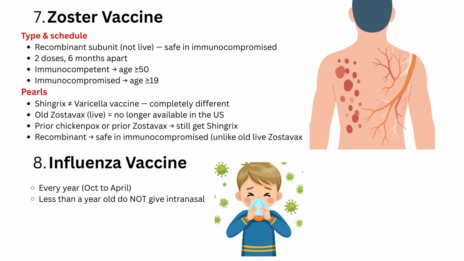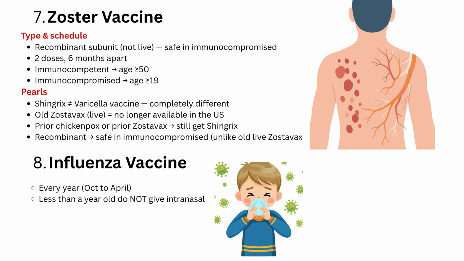Because Shingrix is not a live vaccine, it is safe even in immunocompromised patients. This is the main reason it replaced the older vaccine, Zostavax, which was a live vaccine and therefore not safe in immunocompromised individuals. Another important point is that Shingrix is still given even if the patient has had chickenpox in the past, or even if they previously received Zostavax. Everyone still gets Shingrix, regardless of prior history.